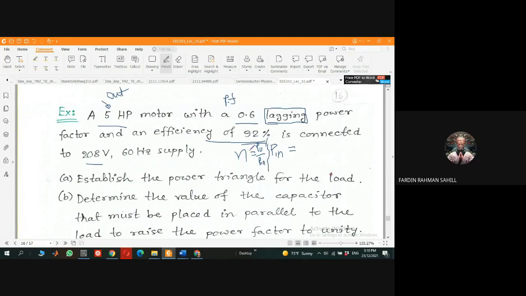Efficiency means output to input. The load is connected to a voltage source, so the voltage is given, the supply source is given, and the frequency is given.